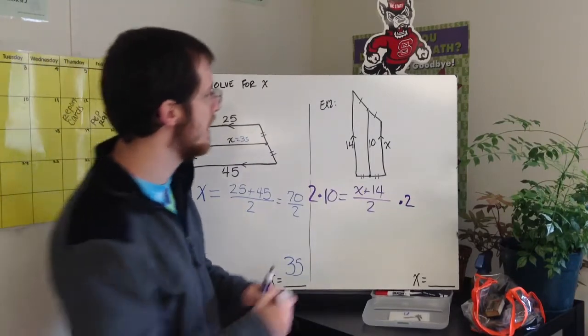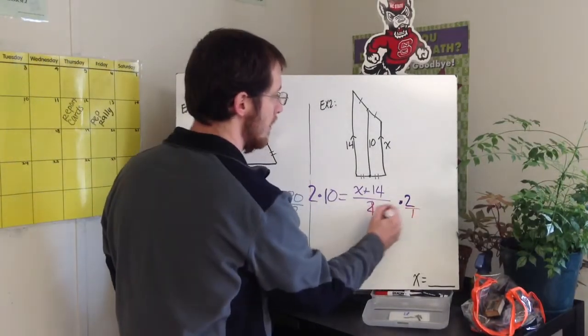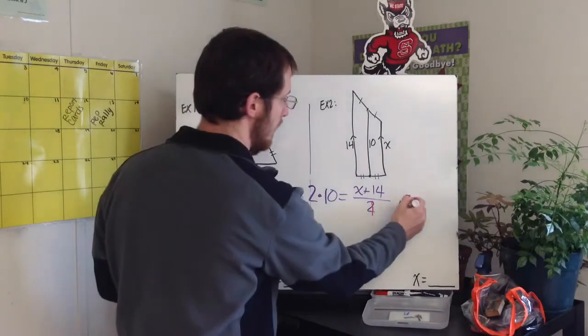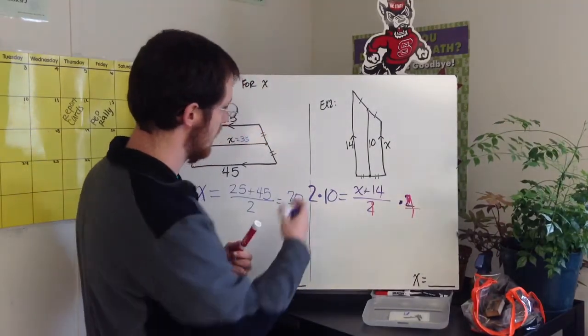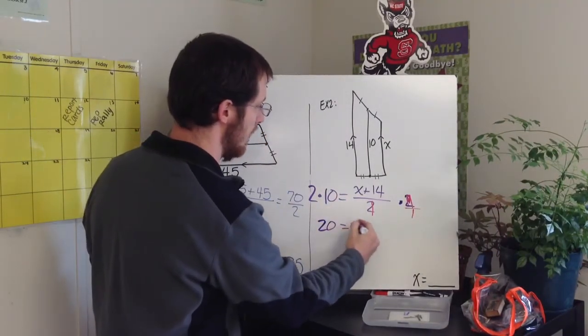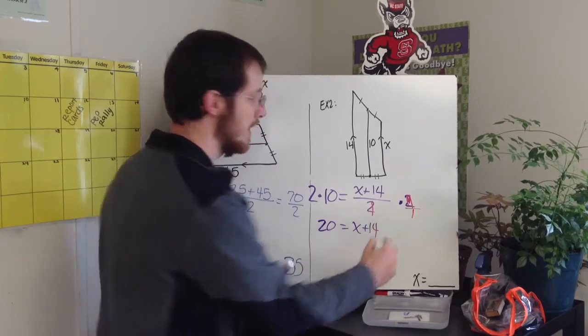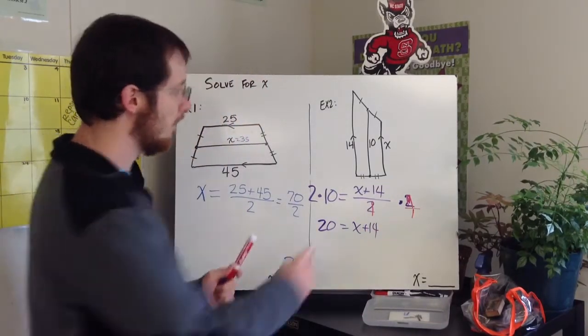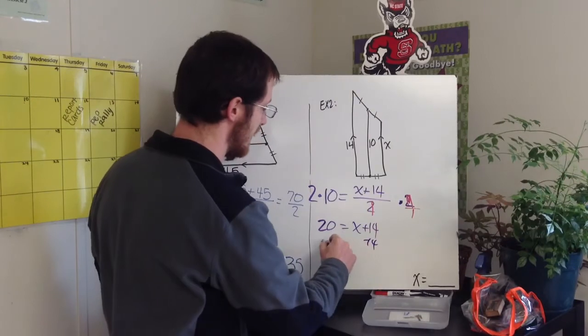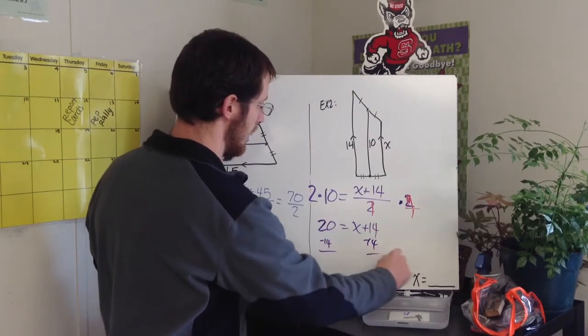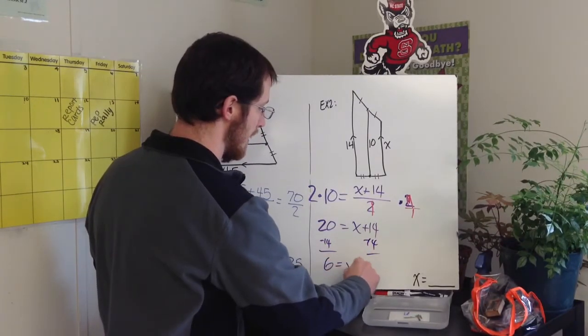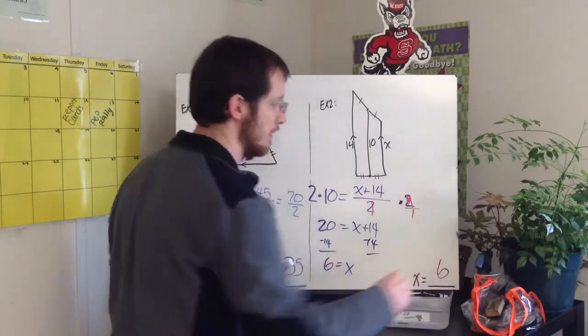Okay, so 2 is the same thing as 2 over 1. So 2 over 2 makes 1. So we're left with 2 times 10, which is 20, equals x plus 14. If we subtract 14 from both sides, then we get x equals 6.